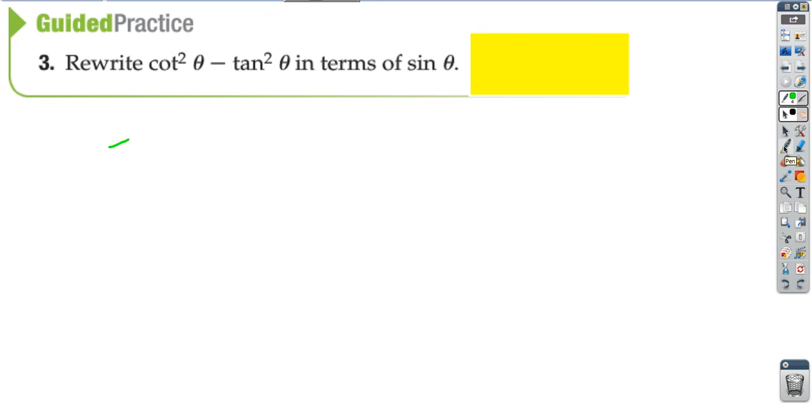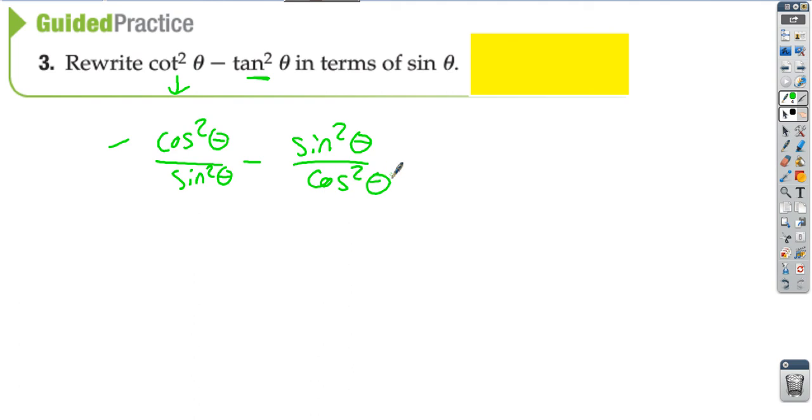Okay, let's take a look here. Let's do this one right here. Rewrite that in terms of sine. Well, that means let's change these into sines and cosines. So that's the same, from our identity sheet, as cos squared over sine squared. And this is the same as sine squared over cos squared. So when we have fractions, we need to have a common denominator here, and we want to ultimately change these into having nothing but sines. Okay, so let's try that.